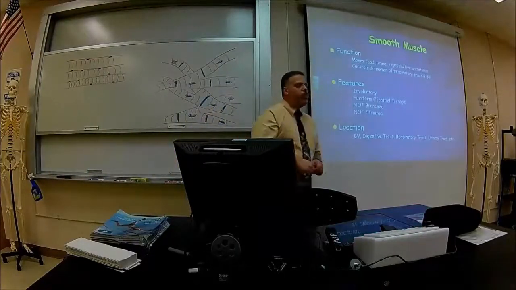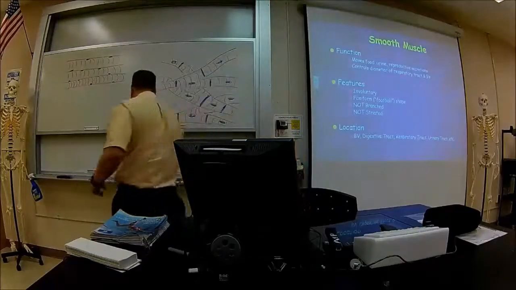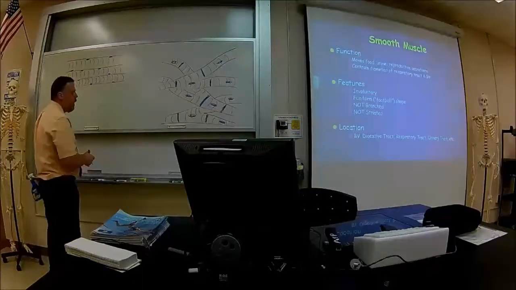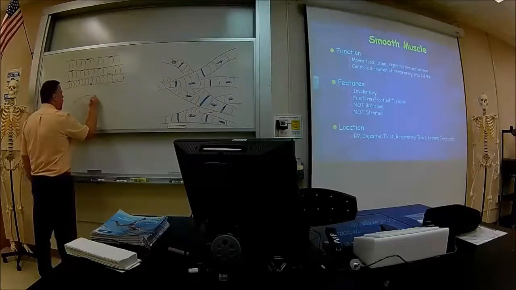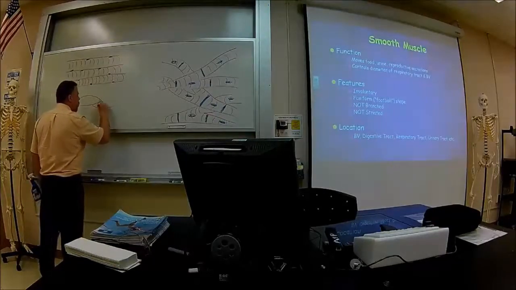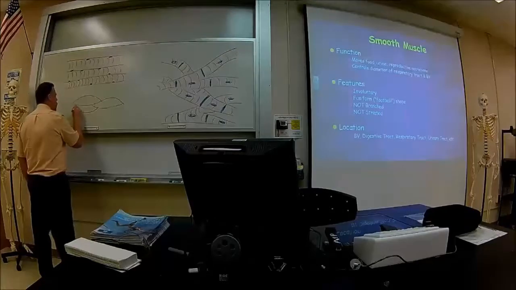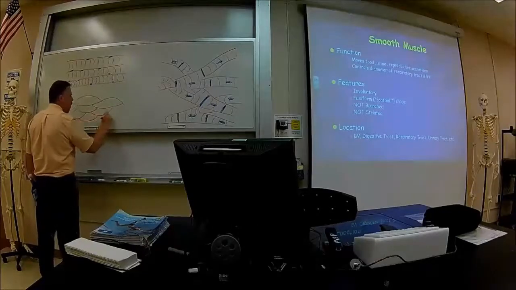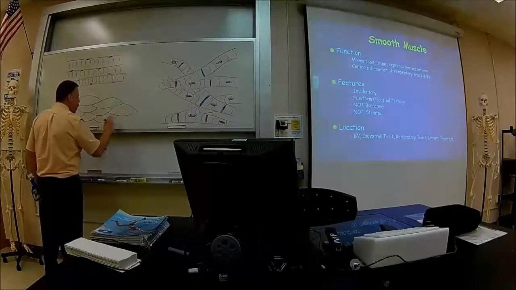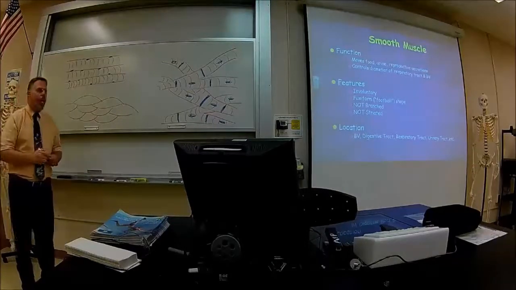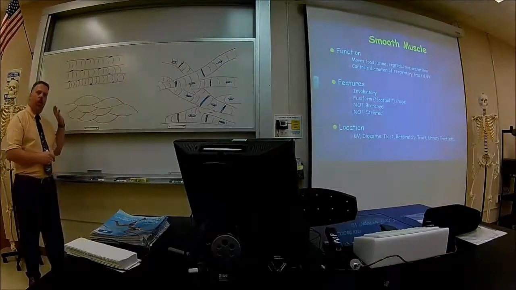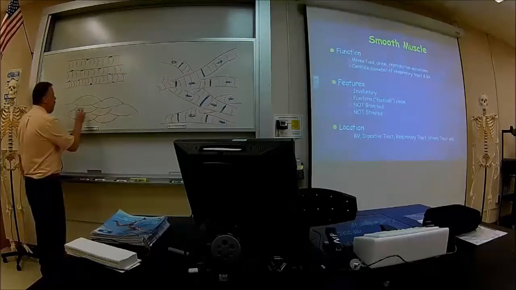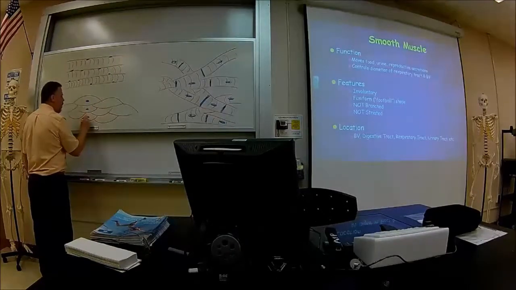The last one is smooth muscle. Smooth muscle tends to be a little bit difficult to identify on microscope slides, but let me show you what it looks like schematically. The cells are called fusiform, which means they're football shaped. They are not striated, and given that name, smooth muscle means a smooth texture. It's not branched, and there's one nucleus in each cell.